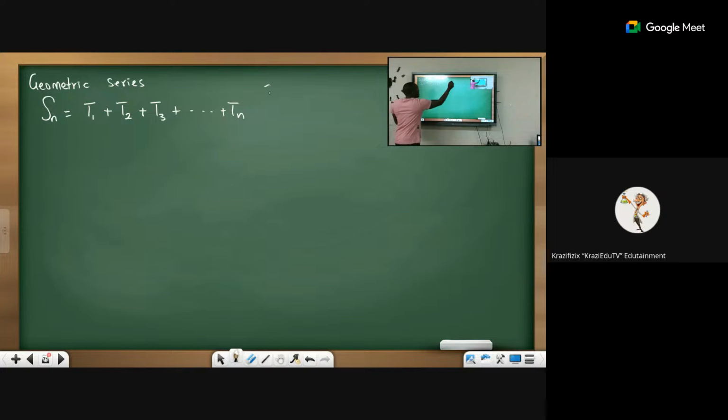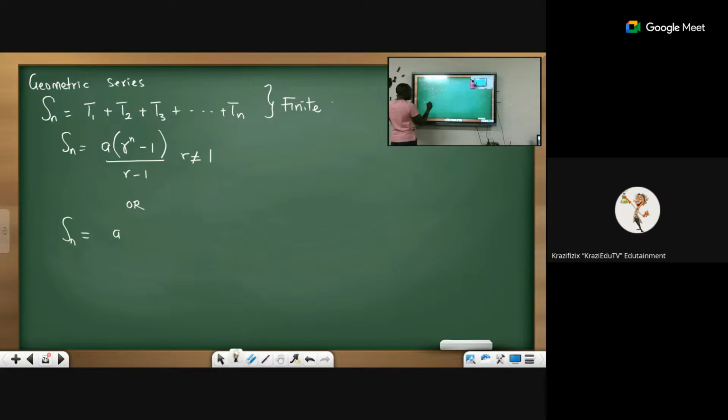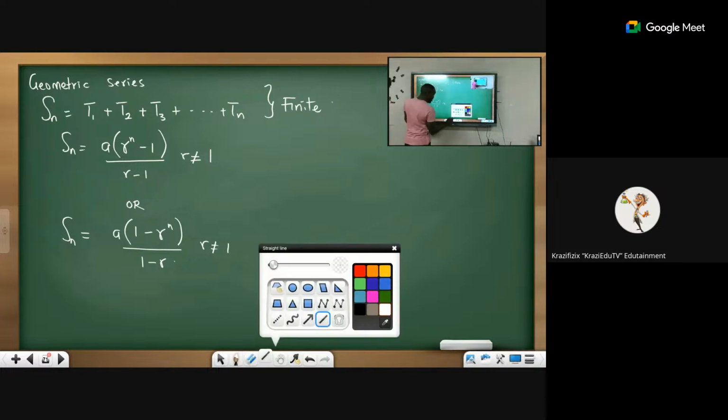Now, this one is finite because it ends. We said Sn would be equal to A into bracket R to the power n minus 1. The formula would be given where R should not be equal to 1. But then I said we could write it as this as well by using a sign change there, over 1 minus R. Still, R should not be equal to 1. This is the formula that is given on your formula page.